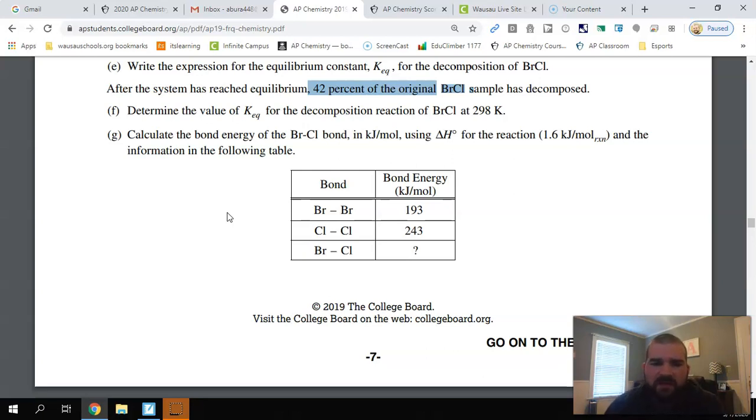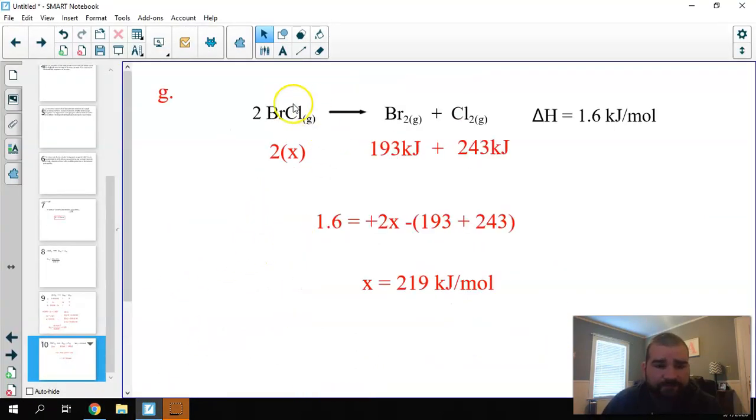And essentially, we do need to remember that as we break bonds, that requires energy, meaning endothermic, positive value. And as we create bonds, that's exothermic, energy gets released. That's really, really important in this problem. And here's what I have. Here's the reaction. Again, we're using the decomposition of this bromine monochloride into bromine and chlorine.